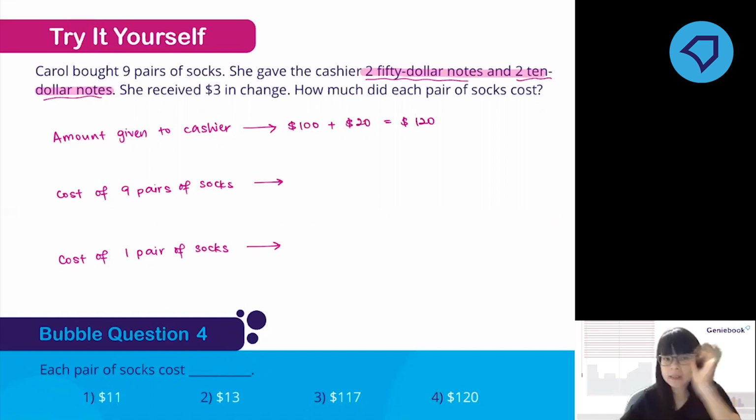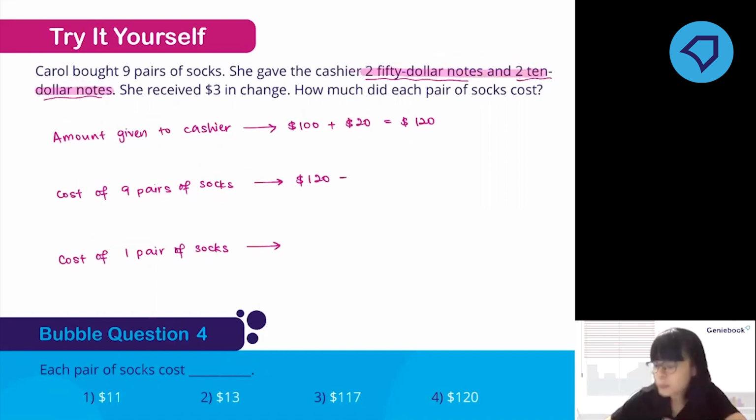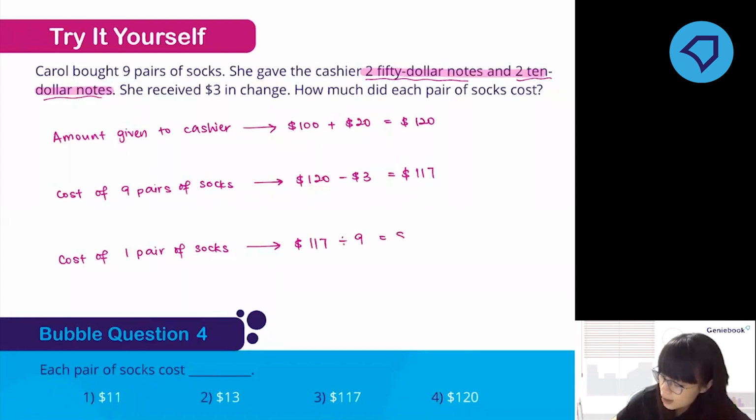So how much do 9 pairs of socks cost? What do you do? Minus 3. Thank you very much, Jashan. Take 120 minus $3. And what do you get? $117. But this is the cost of 9 pairs of socks. So you want to find the cost of 1 pair of socks. What do you do? Divide by 9. Thank you. 117 divided by 9. What's your final answer? $13. You are correct, $13.